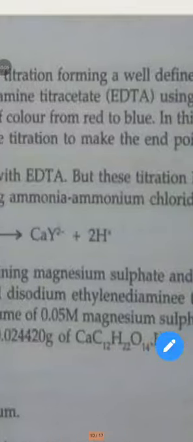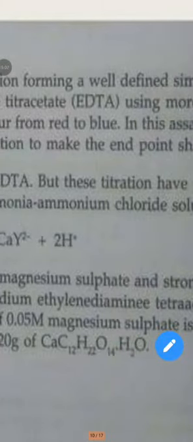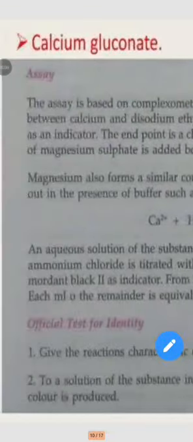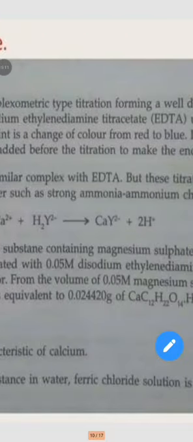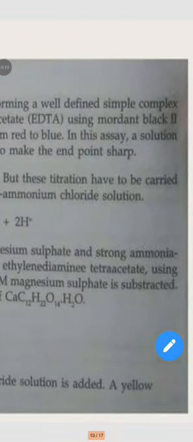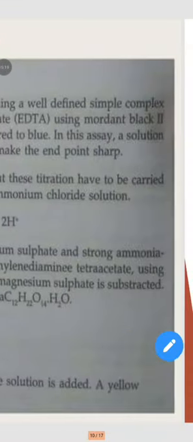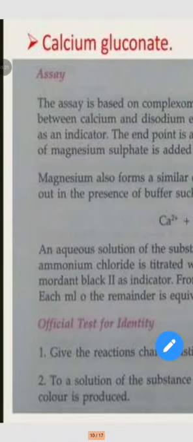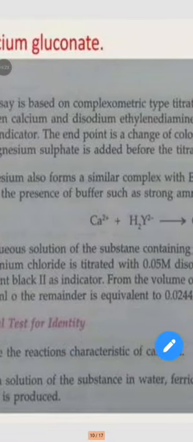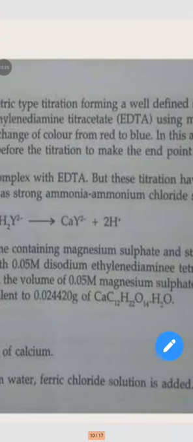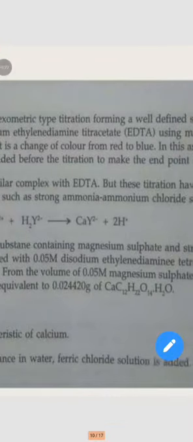The end point is a change of color from red to blue. So the calcium and disodium EDTA are titrated using mordant black 11 indicator. The end point is a change of color from red to blue. In this assay, a solution of magnesium sulfate is added before the titration to sharpen the end point.